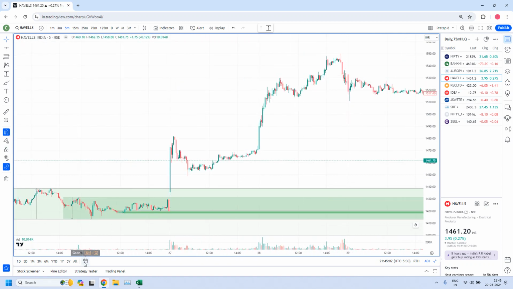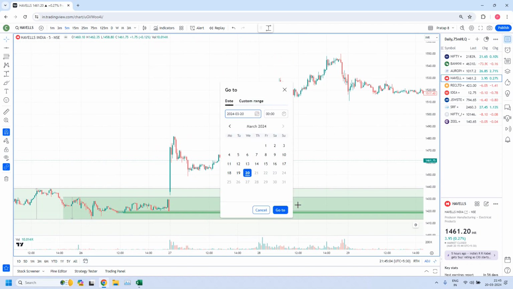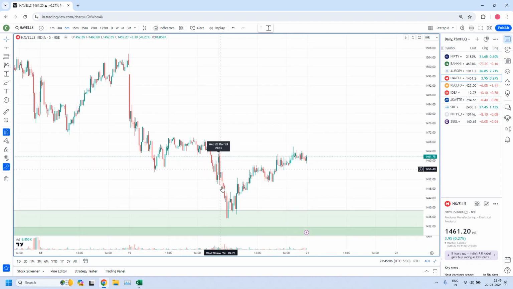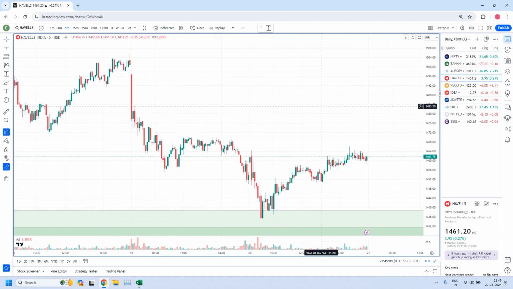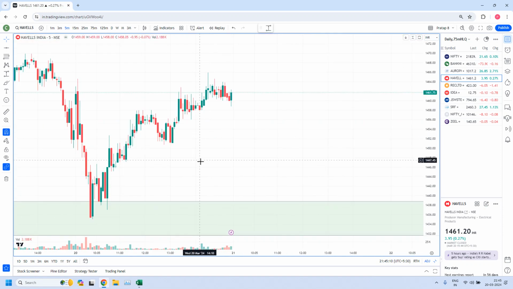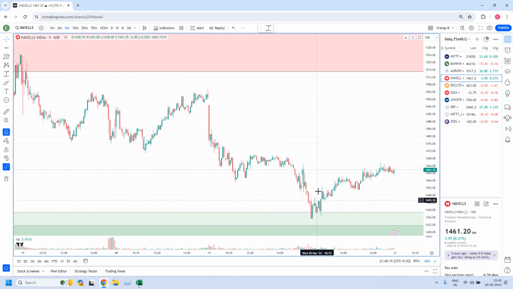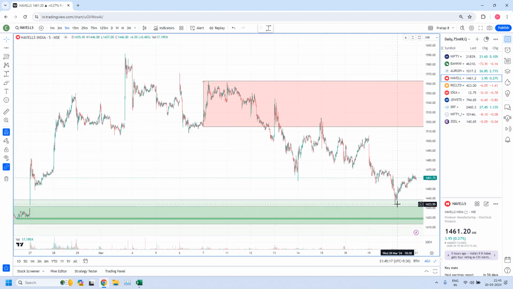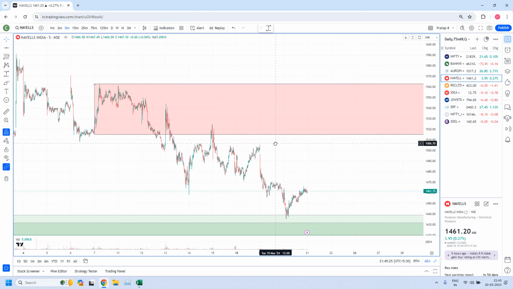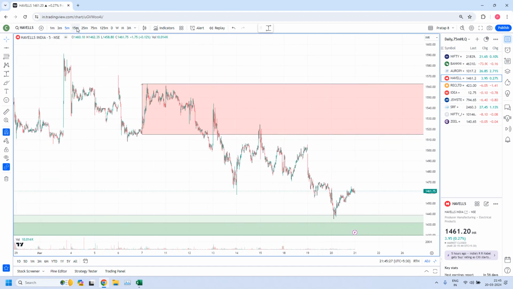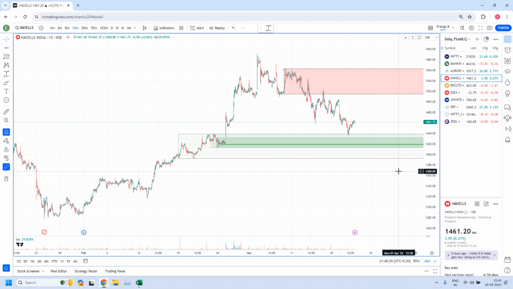Someone helped me, one of our subscribers, to go up directly, it's saving time. So today the prices came into the zone, but they didn't reach the fine-tuned area. Even before it, it moved up. So this is about Havells, how we fine-tune the zone.